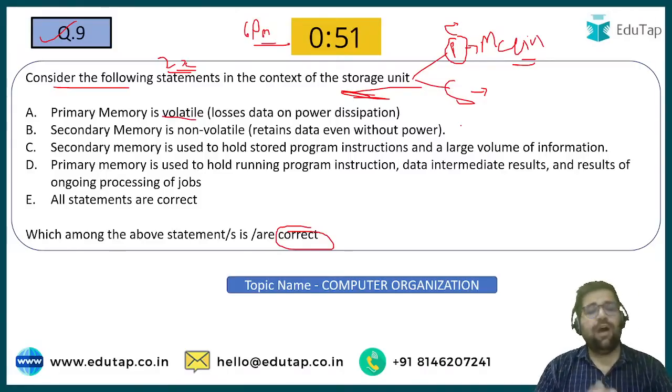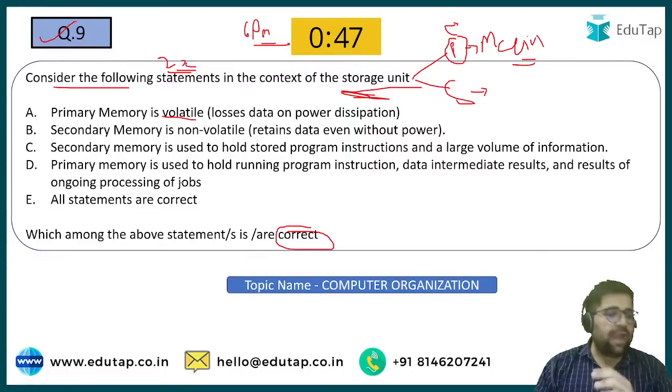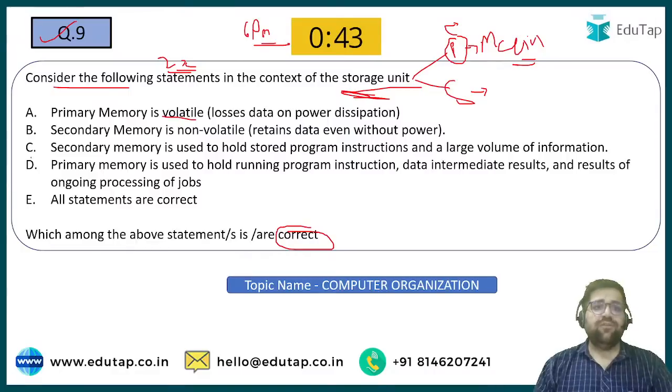If you don't know how it is, then mug it up because you have to clear the exam, okay? But you cannot mug up each and everything, okay? But let's see. Primary memory is volatile. This statement is correct. Secondary memory is non-volatile. This statement is also correct.